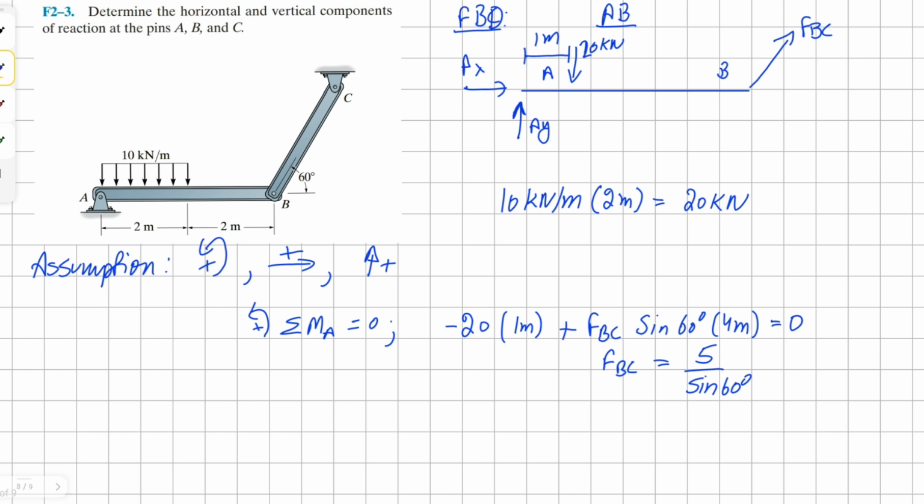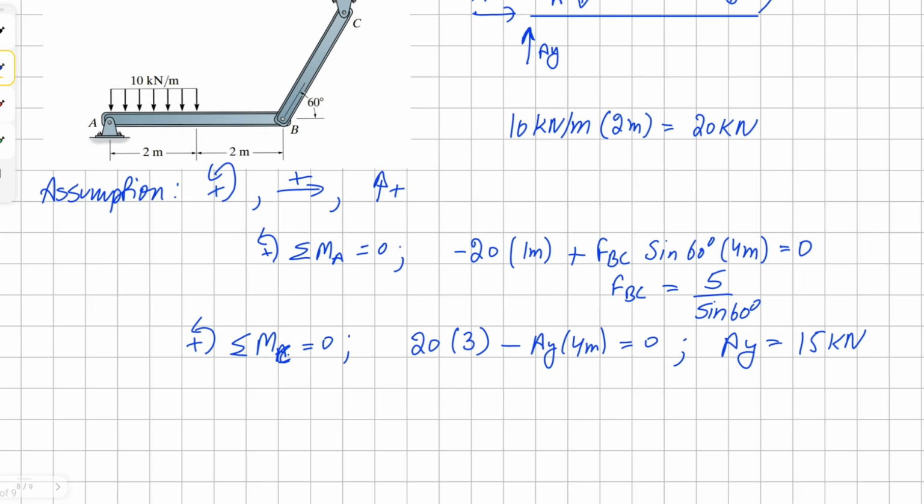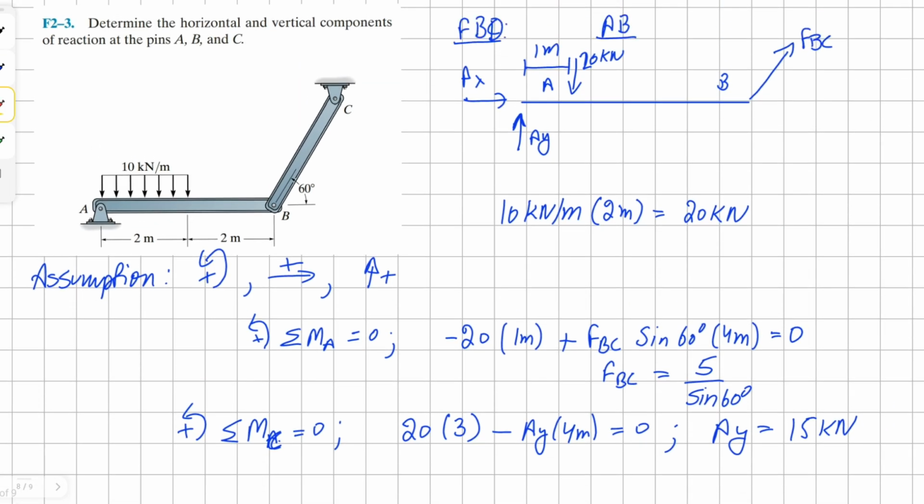Okay, now that we have our force BC, we can also take a moment about the point C in order to find our value for point AY, or vector AY. So it'll be positive 20 times 3, and then negative AY times 4 meters equals 0. Solving this, we get our AY as 60 divided by 4, which is 15 kilonewton. Okay, now that we have these two, I'll just write them on our free body diagram so we know what we have solved so far.